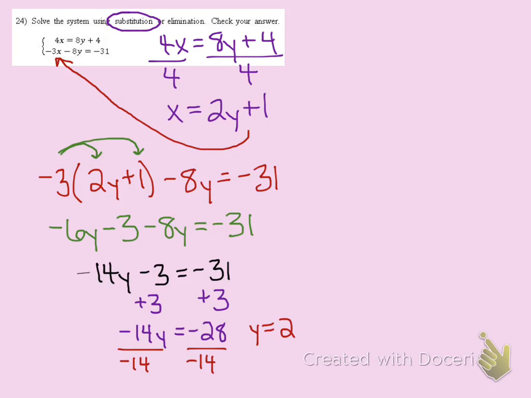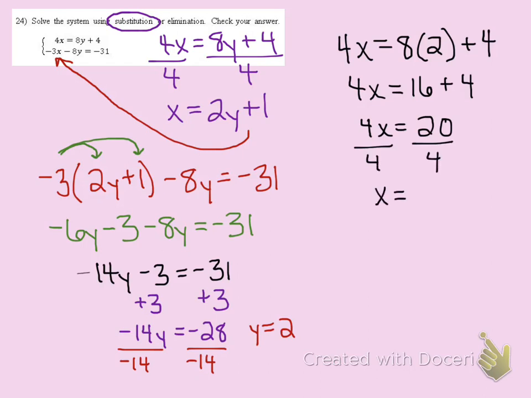Now I need to go back and figure out what the x value should be by plugging in my y value of 2 into either one of the rules. I'm going to plug it into the first rule, so I replace y with the number 2, and then I'm going to use that rule to solve for x. So I get a result of x equals 5. Now we've got our full solution. X is 5, y is 2.